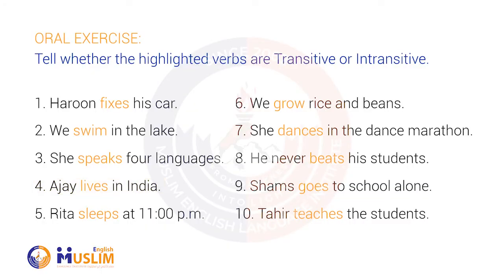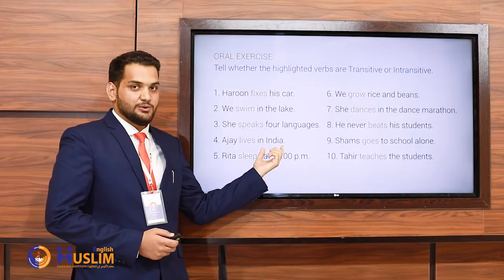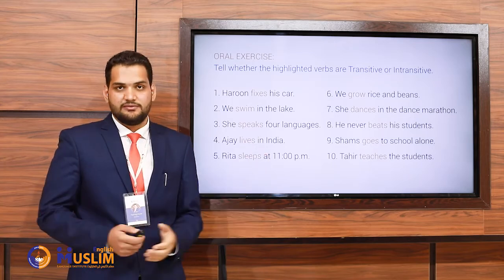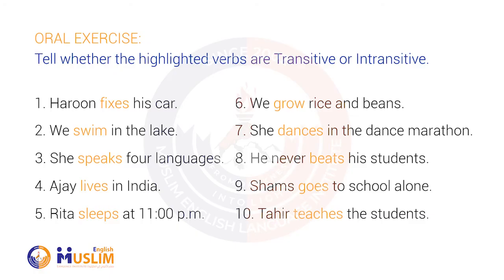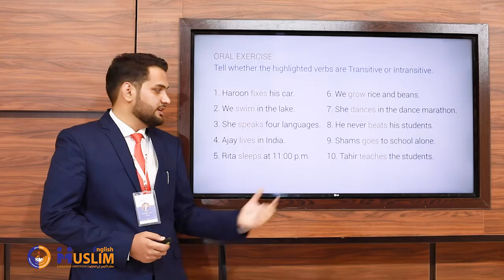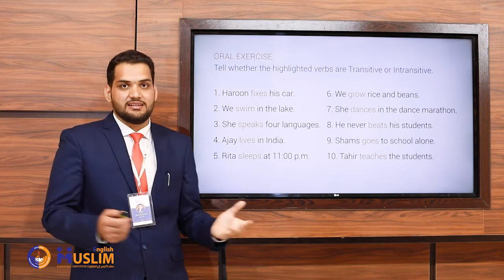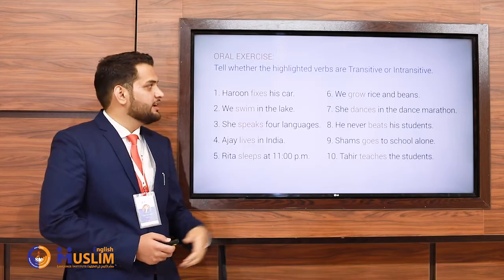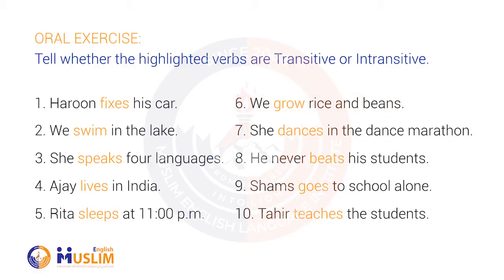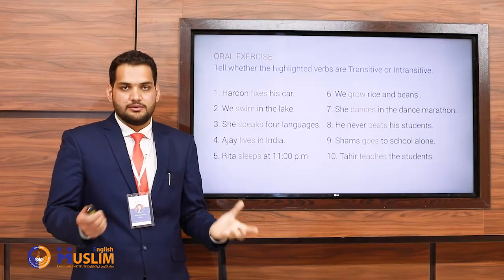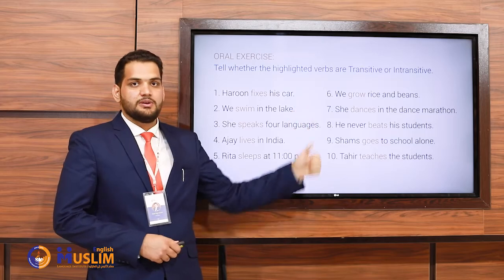Number 4, Ajay lives in India. India, or in India, is a place expression. That's why lives is an intransitive verb. Number 5, Rita sleeps at 11 p.m. At 11 p.m. is a time expression, and that's why sleeps is an intransitive verb. Number 6, we grow rice and beans. We grow what? Rice and beans. So it's a direct object, and that's why grow is a transitive verb.